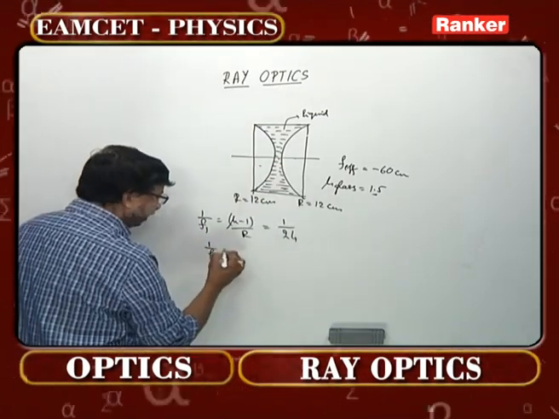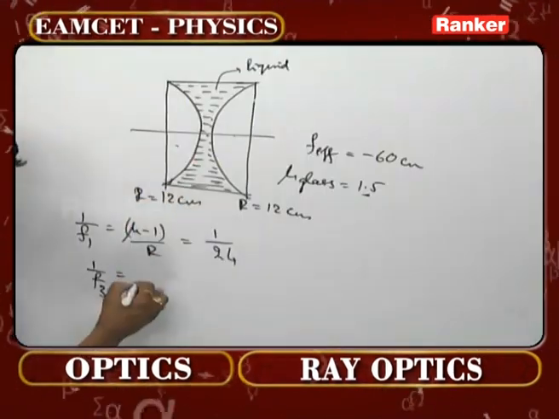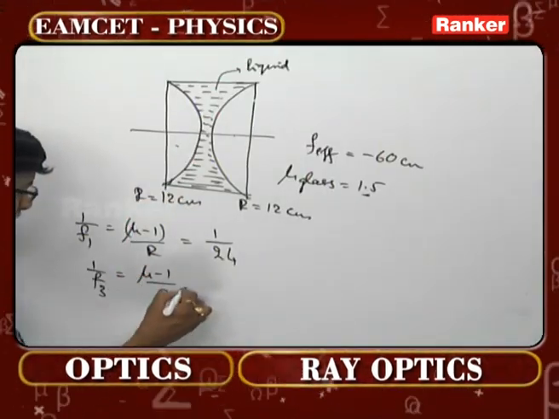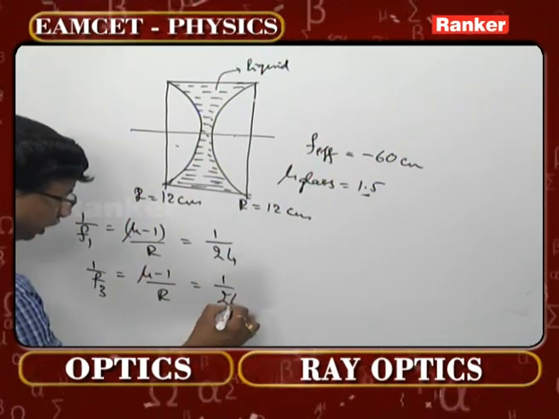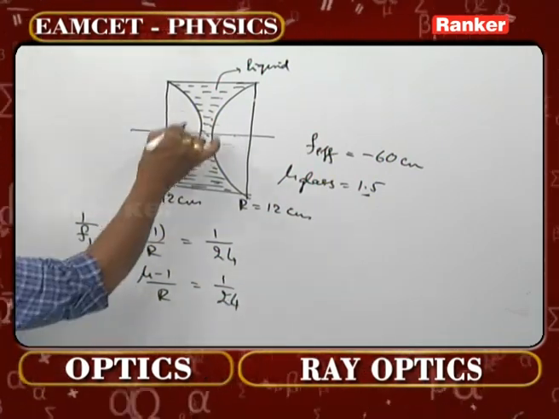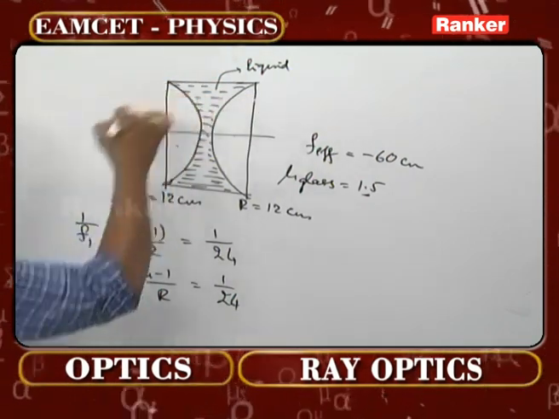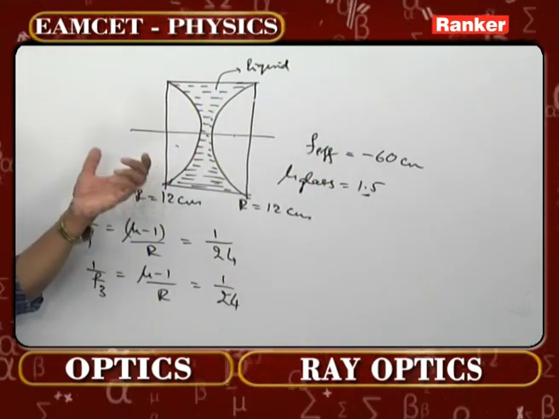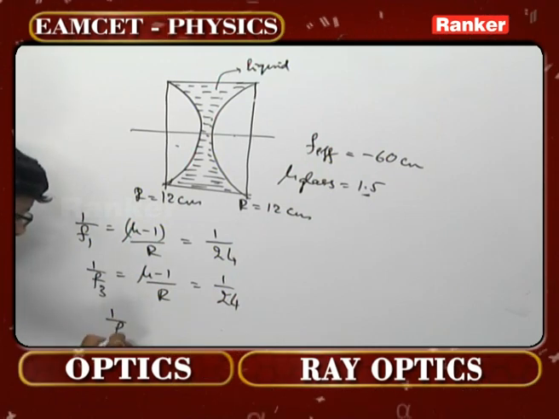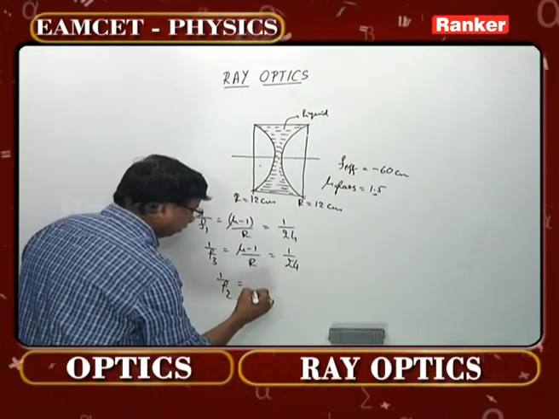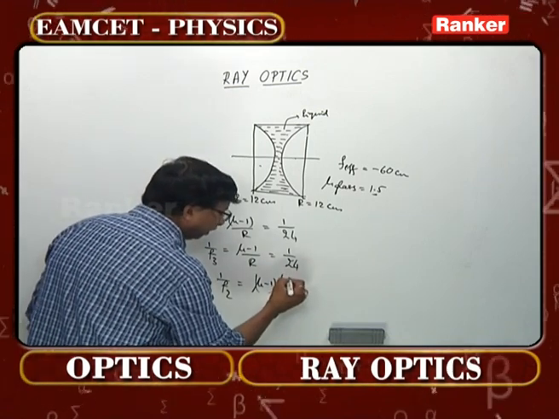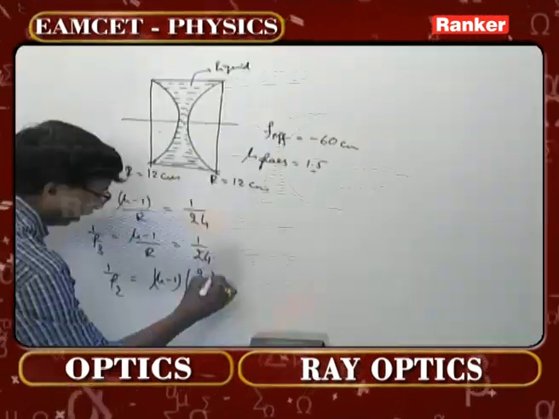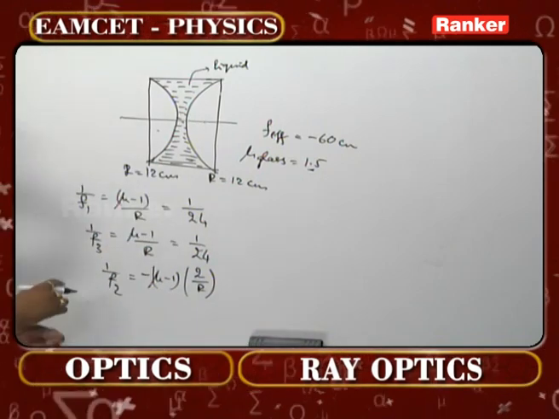1 by f3, I write this one for this focal length. It is again (mu minus 1) by r, because that is also a plano-convex lens, 1 by 24 again. But now check this one. What is this lens now? It is a biconcave lens. So 1 by f2 now should be written as (mu minus 1) into (1 by r1 plus 1 by r2), that is 2 by r with a negative sign I should write.